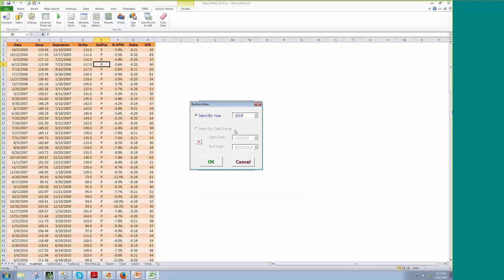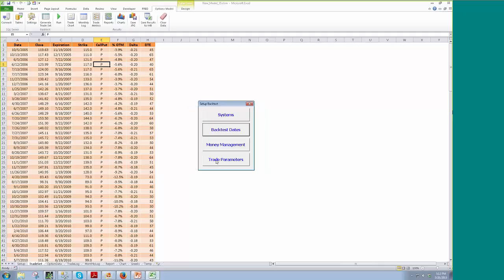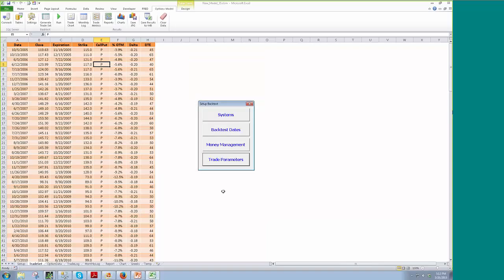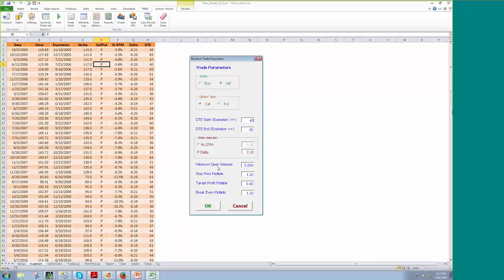So let me do that. Money management, I'm not going to change. But here I'm going to sell calls, and I'm going to sell a 30 call. So, yeah, okay. I'm going to sell a 30 call, and this is a short system.